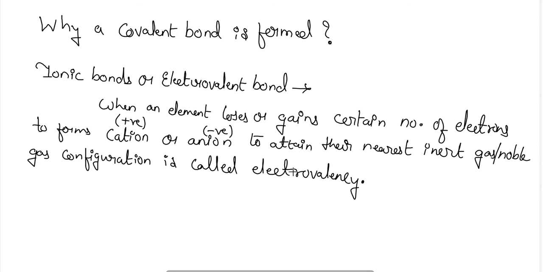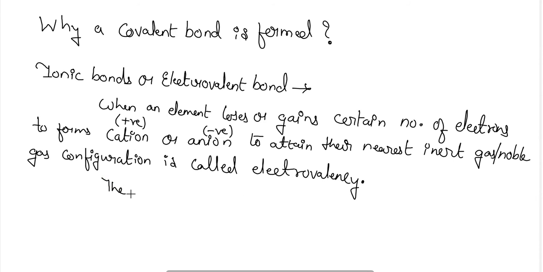To lose or gain a certain number of electrons to form ions. And ions are of two types: if it is forming a positive ion then it will be a cation, and if it is forming a negative ion then it will be an anion. Why are they forming this cation or anion, why are they losing or gaining electrons? In order to attain their nearest inert gas or noble gas configuration, and this particular property is termed electrovalency.